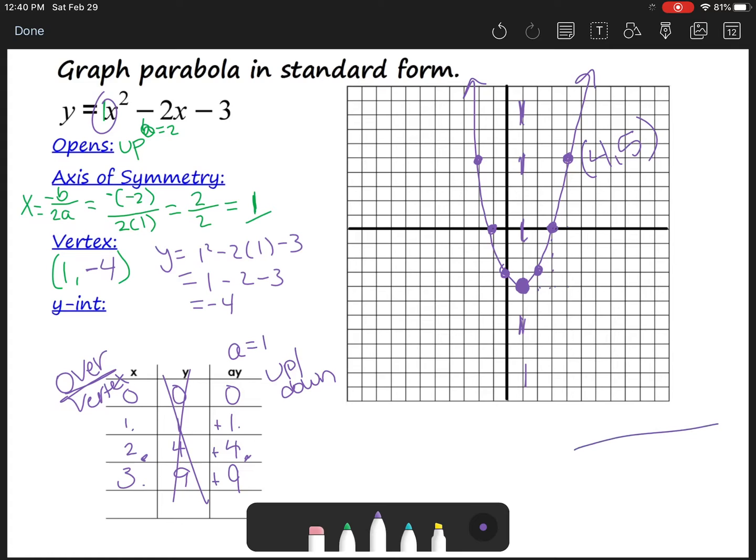If we had picked the x value of 4 and plugged it into our equation, we still would have gotten 5. It's just that using our x, y, ay table makes it a little bit faster. Okay. Oh, and we forgot one thing, the y-intercept. Remember, that's just our c value, so that would be the point (0, -3). Notice how that matches what we got when we used our x, y, ay table to graph.